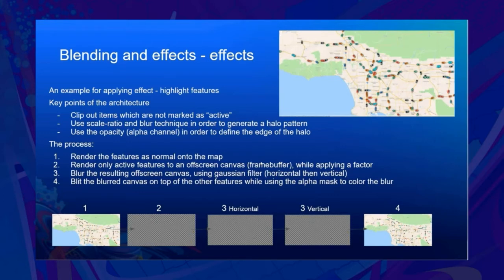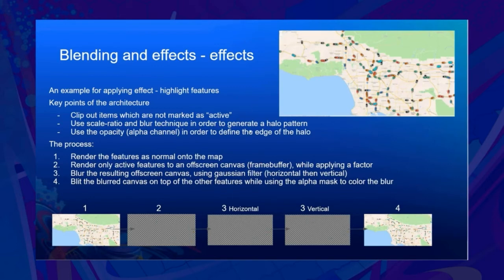Then we apply a series of blur operations, first in the horizontal direction, then in the vertical direction. And then eventually we blend that frame buffer object on top of the other cars while using the alpha channel to color the information. This is how we're getting this cyan output and also generating the red outline.